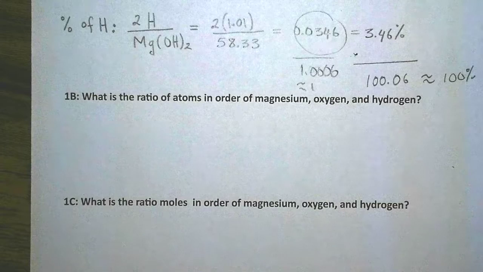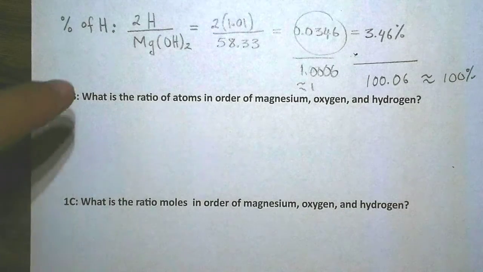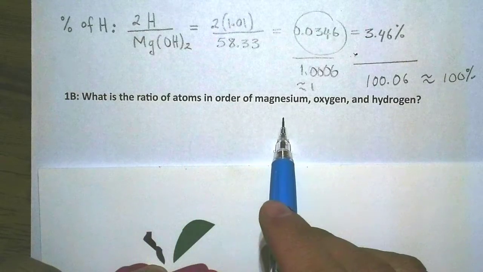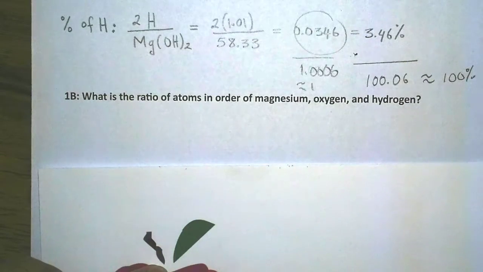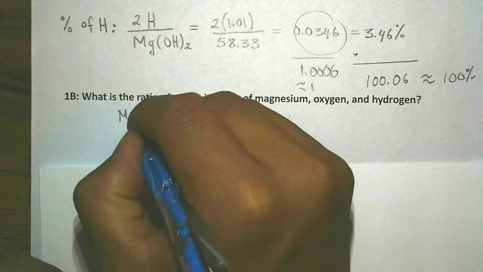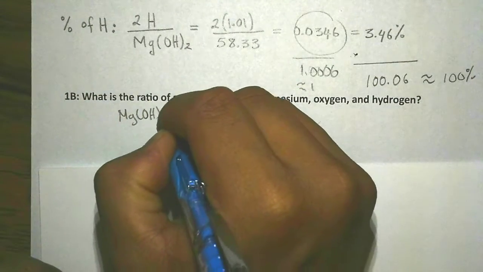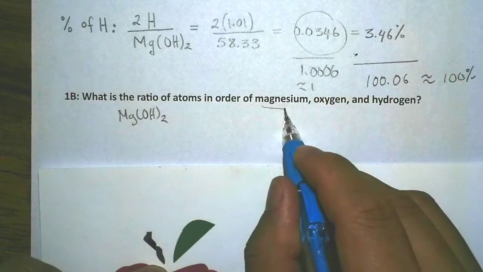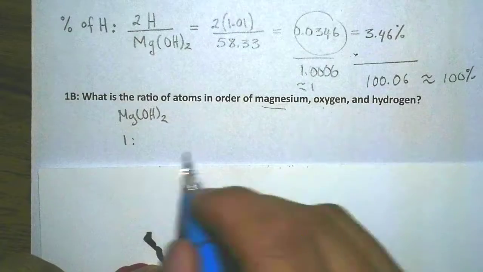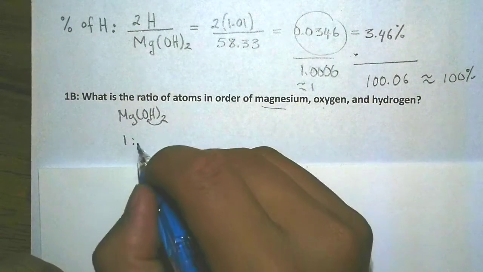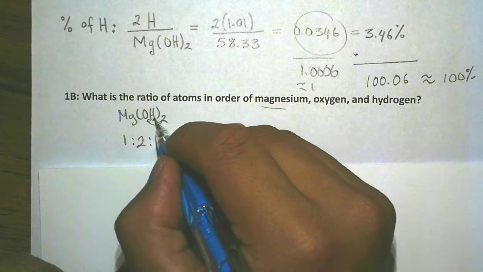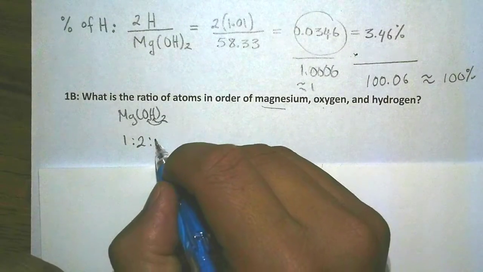Now let's talk about other problems that relate to percent composition. What is the ratio of atoms in order of magnesium, oxygen, and hydrogen? If we look again at Mg(OH)2, magnesium hydroxide, for magnesium we have only one, so 1 Mg. For oxygen we distributed, and that gave us 2 oxygen. And for hydrogen, again, we distributed the number outside the parenthesis. That gave us 2 hydrogen again.